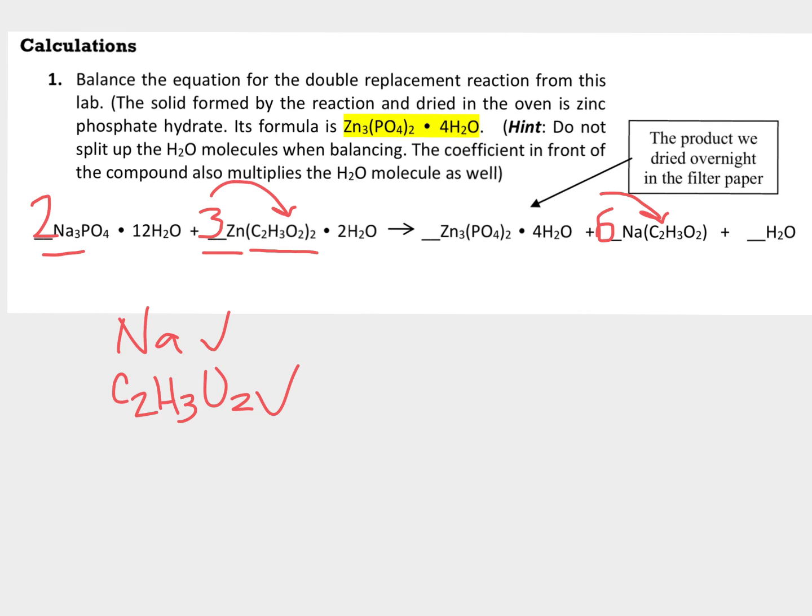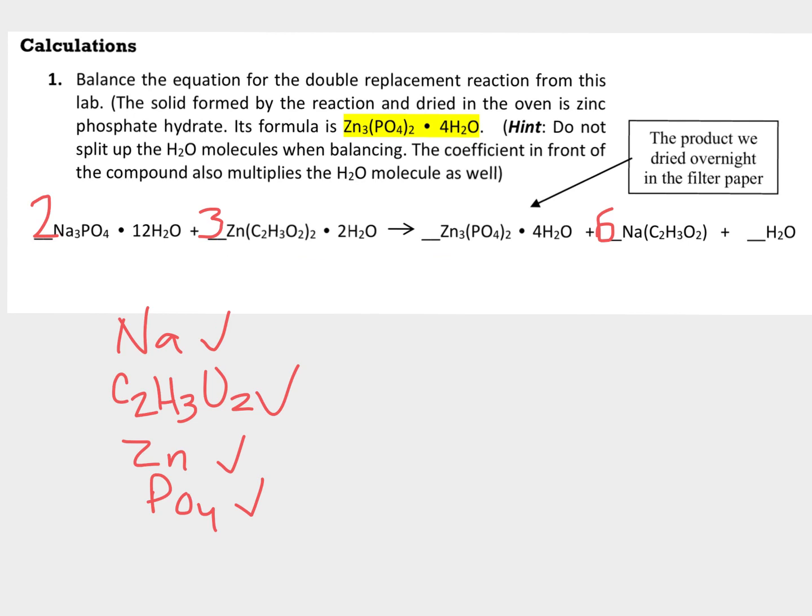Next, let's do zincs. There's 3 zincs here. There's 3 zincs there, so my zincs are balanced. What about my phosphate? I've got 2 phosphates over here. The 2 and the phosphate, ooh, good. Those balance out. So now my phosphate is good. The only thing left to do now is figure out if my waters are balanced. So let me clean this up a little bit and then let's work on our waters.